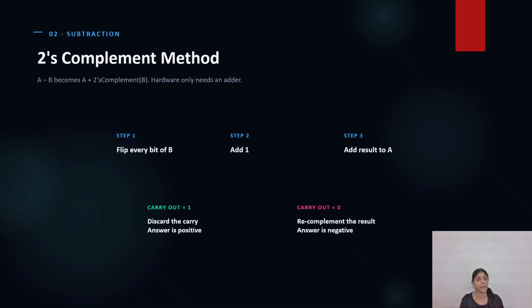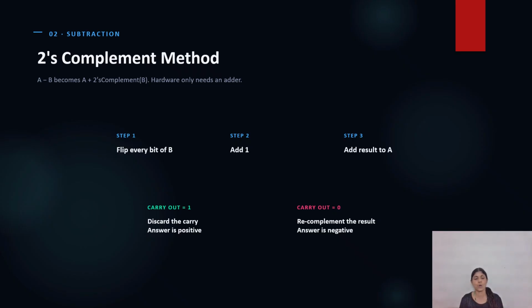See here, A minus B. So A minus B represents a direct subtraction. But we are not doing the direct subtraction. Instead of that, what we are doing? 2's complement addition. So A plus 2's complement of B. Why are we going that way? Because we can use only one circuit, the adder circuit, that is able to do both the operations. So hardware only needs an adder.